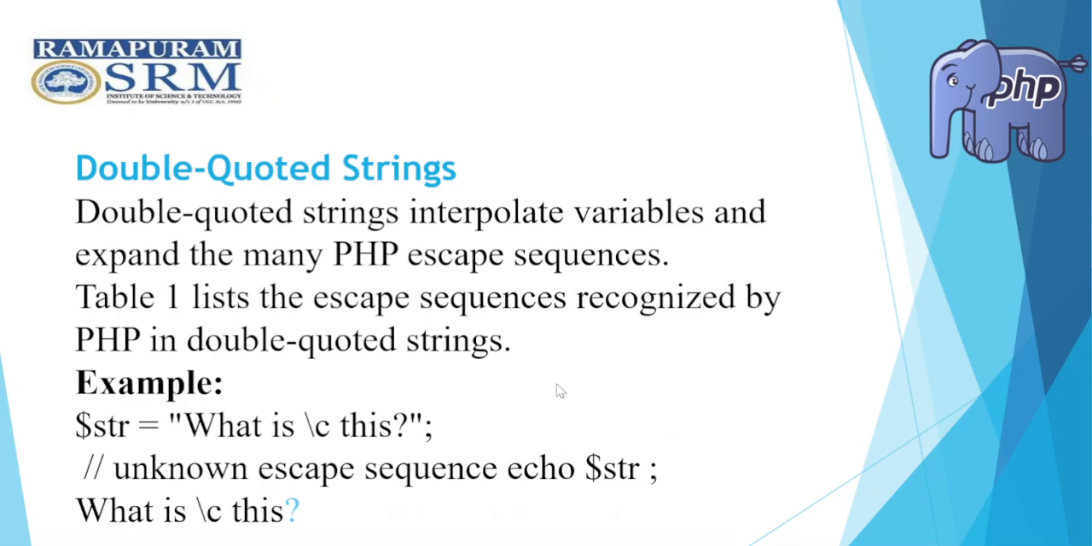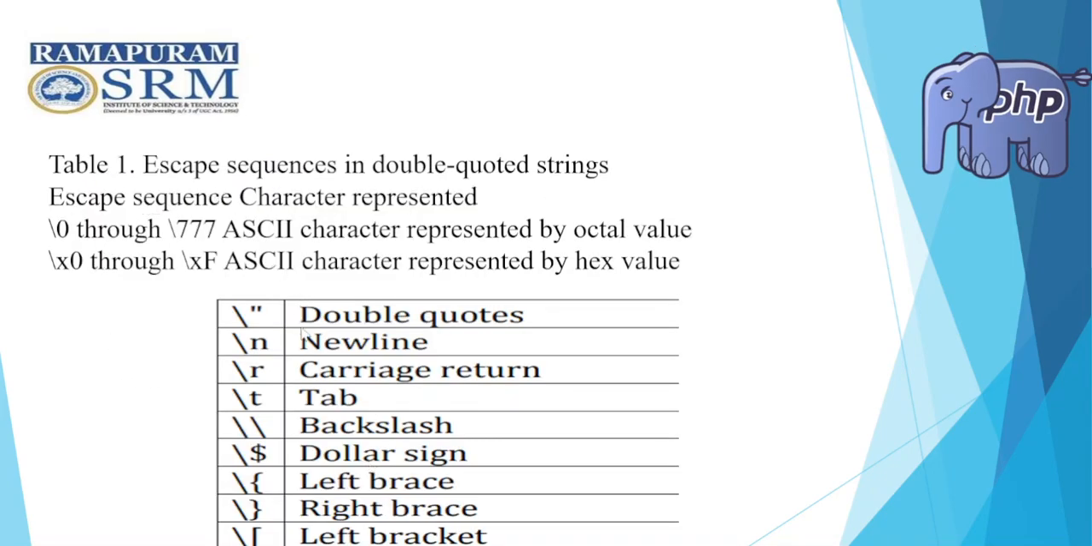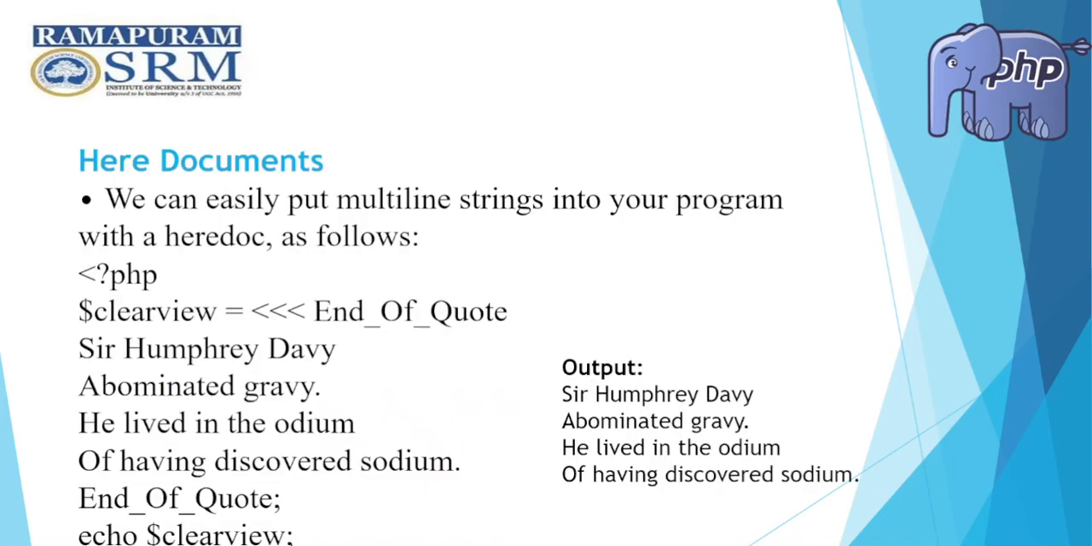The next thing is the double quoted string. The double quoted string is used for interpolation of variables. Here, whatever is given inside the double quotes will be printed. If we are giving some value to the variable, that will be expanded here. Some of the escape sequences are mentioned here, and escape sequences can be used with double quoted strings also. The next thing is the string heredocs.